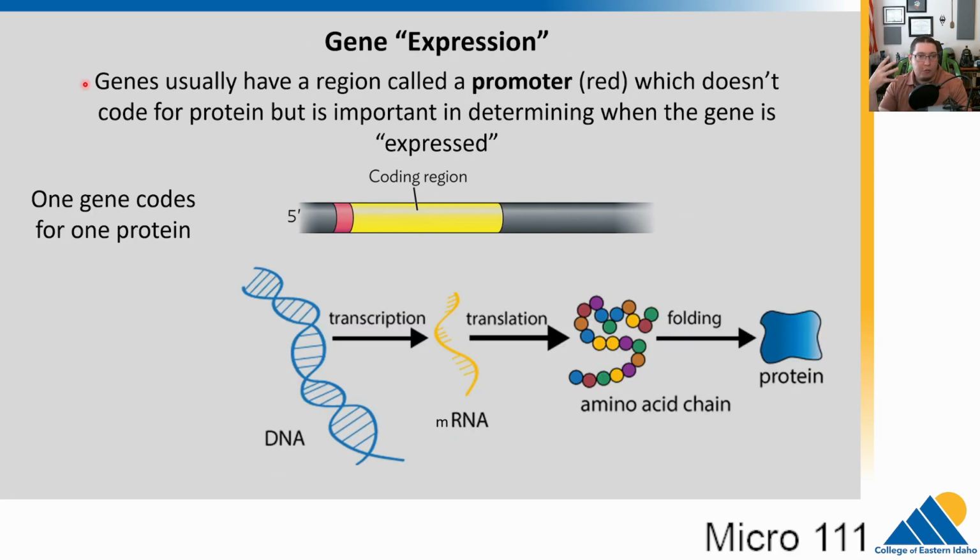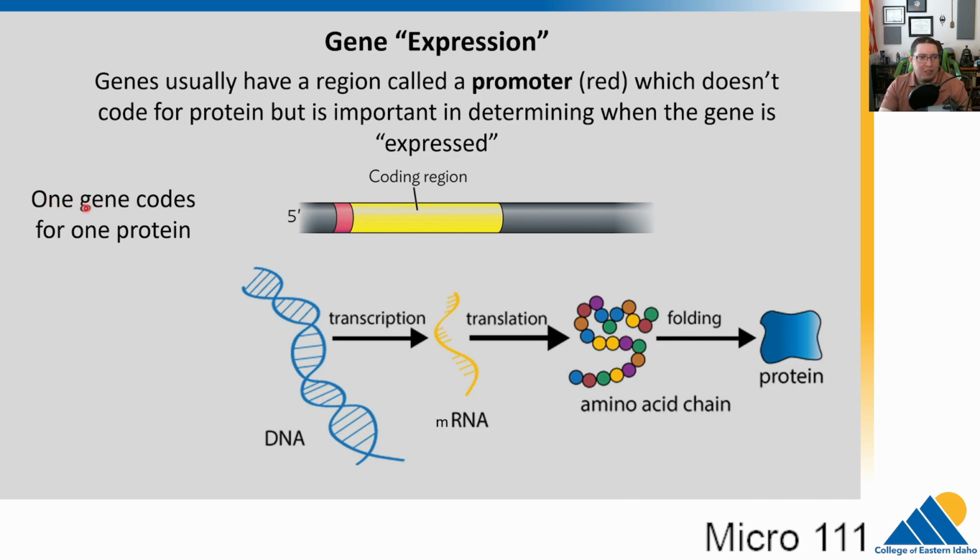The process of gene expression is turning this gene into a protein. That's ultimately what gene expression is. Most genes have a region in front of them that doesn't actually code for protein, but it's called a promoter. That's the little red bit here. This promoter is really important in helping determine when the gene gets turned on.